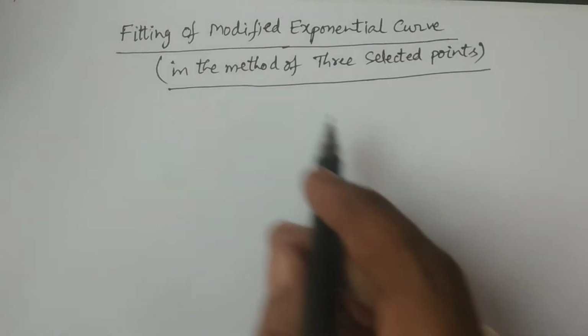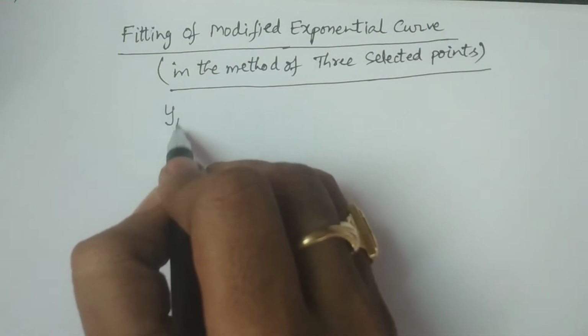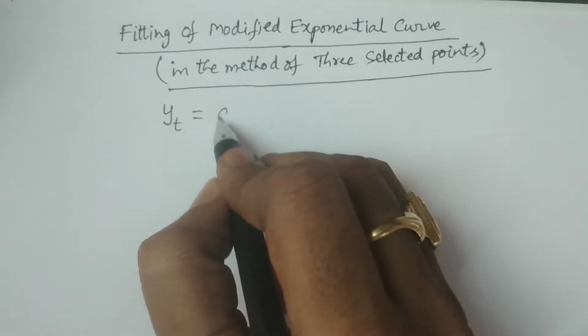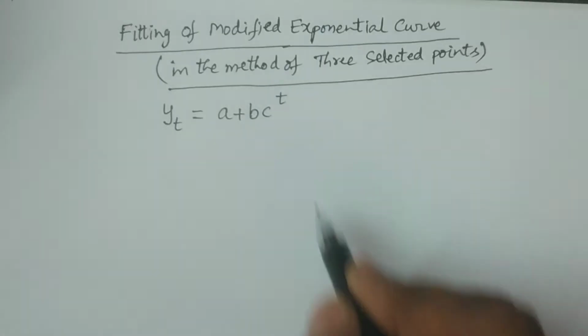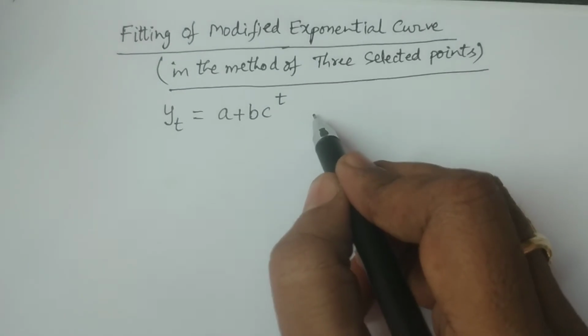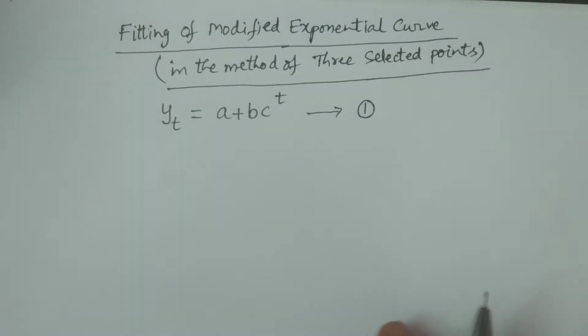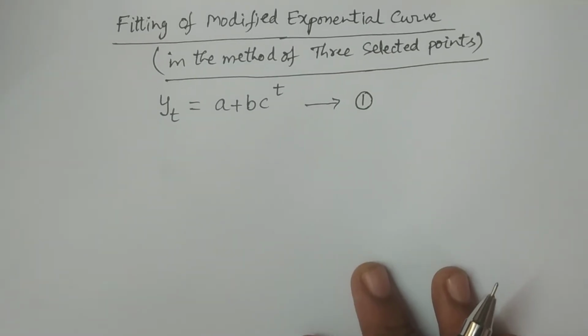What is the modified exponential curve, first of all? The modified exponential curve is y_t equal to a plus b into c power t. This is the modified exponential curve. So let us consider this equation 1. For any time series data, this is the modified exponential curve, right?